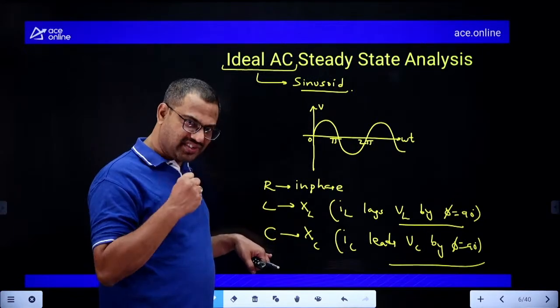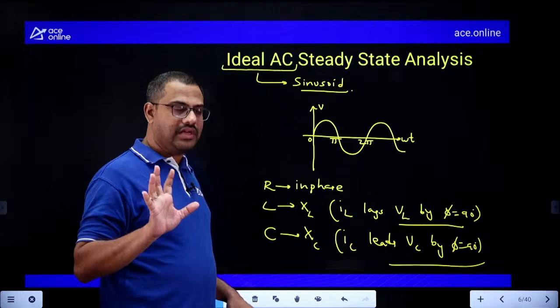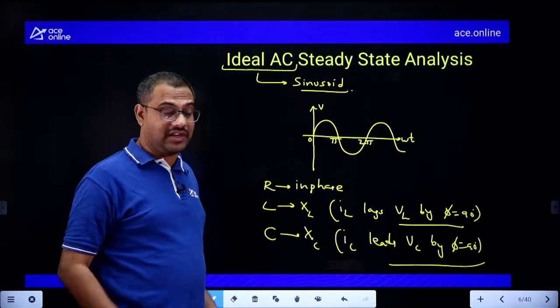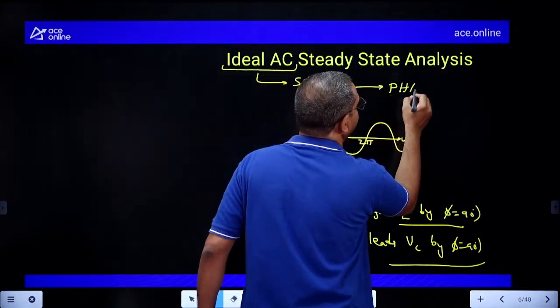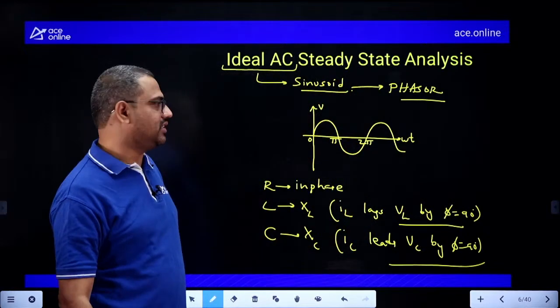Capacitor also exhibits reactance, which is AC resistance, and current leads voltage by 90 degrees. Okay, that is the meaning. So then all AC phasor analysis will come. Now here to understand this, we do phasor analysis. Very, very important. Today I will take such a problem to tell you what is a phasor, okay?